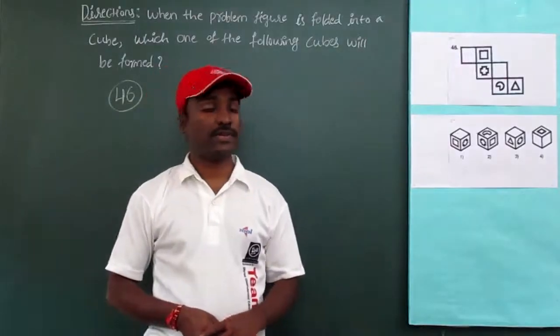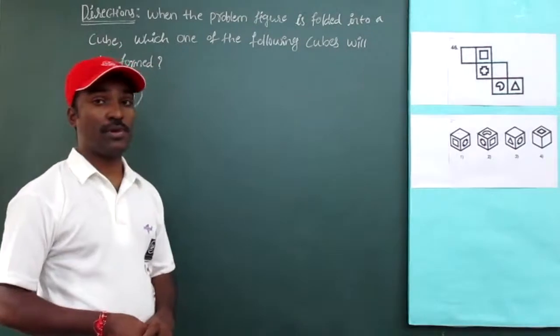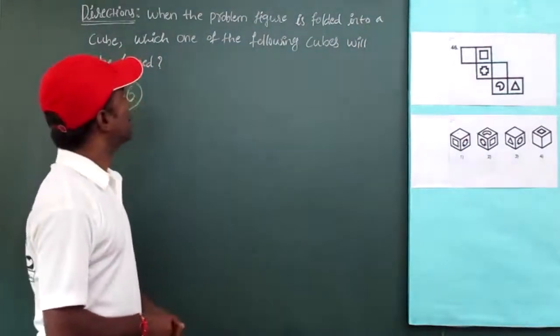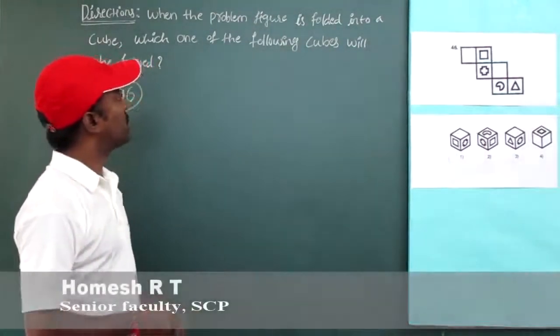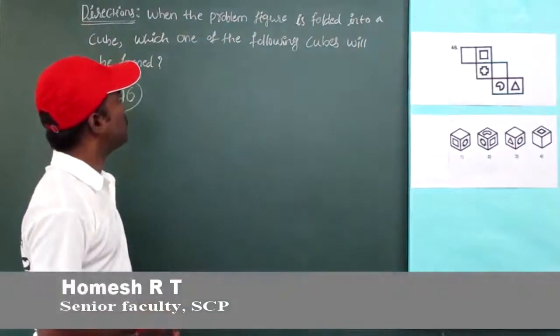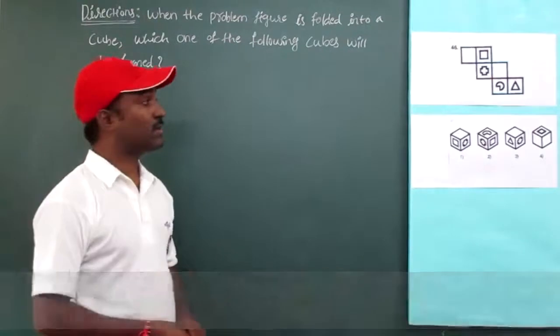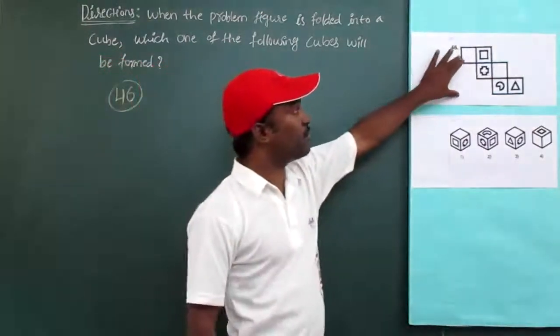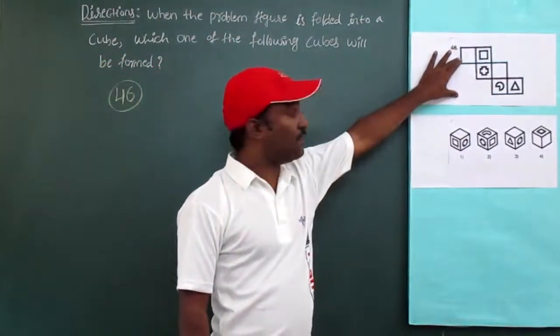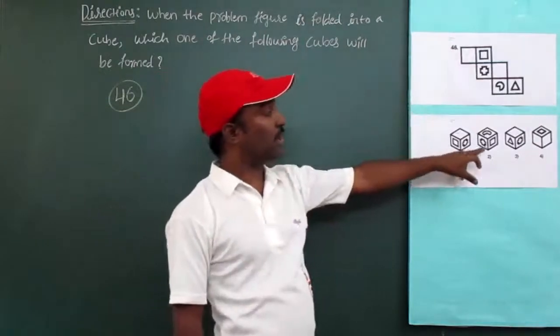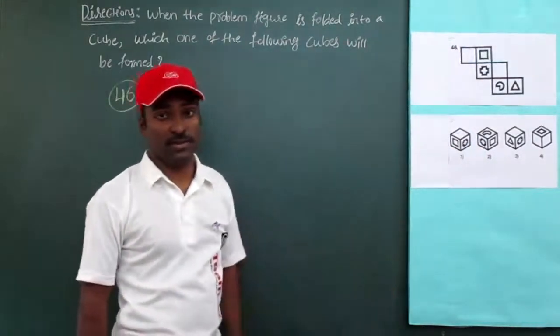Well friends, here is the next problem. Before moving to the problem, I will read the given direction. The direction is, when the problem figure is folded into a cube, which one of the following cubes will be formed? So here they have given an unfolded cube, and if it is folded, we have to find which of the given alternatives it matches. Okay.